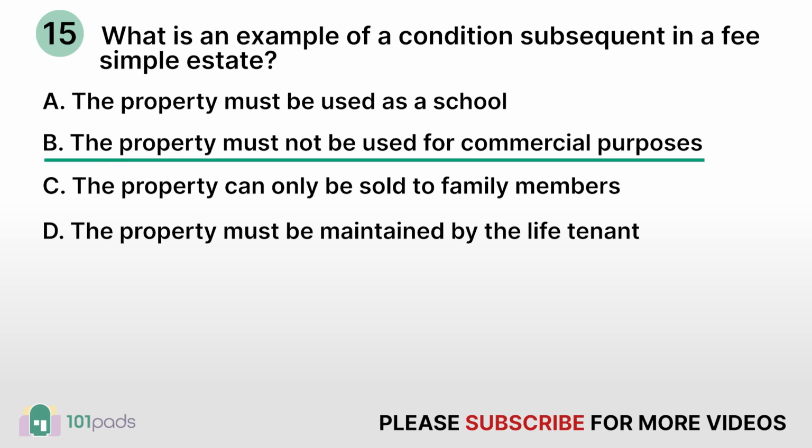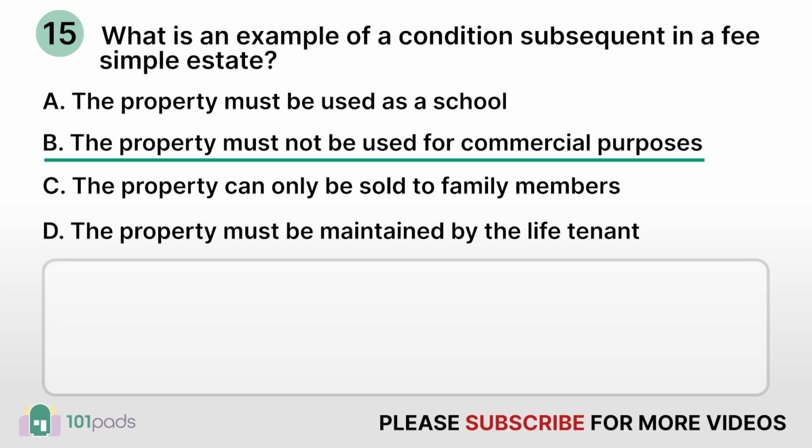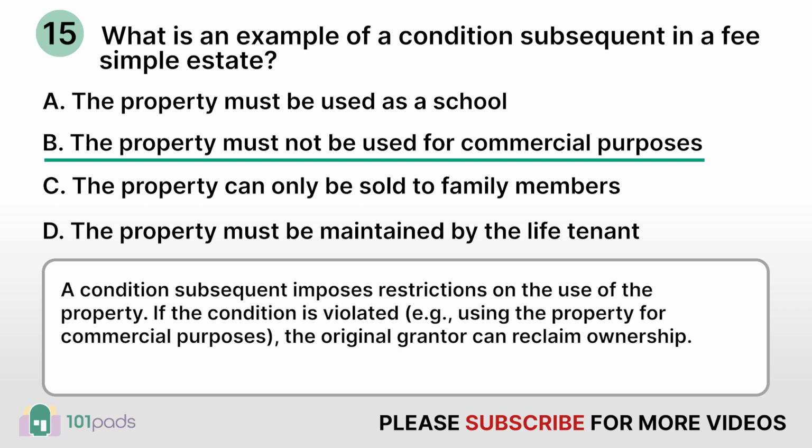The answer is B. The property must not be used for commercial purposes. A condition subsequent imposes restrictions on the use of the property. If the condition is violated, for example, using the property for commercial purposes, the original grantor can reclaim ownership.